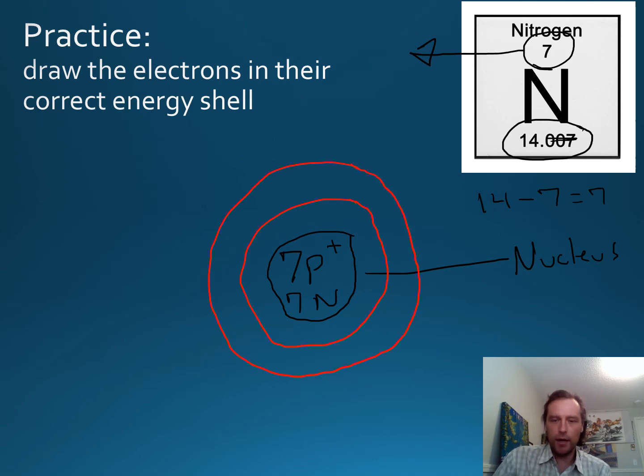Okay, now we'll add some electrons. First energy level can carry 1, 2. It's now full. Now let's start adding them to the next. So how many electrons are we going to add? If there's 7 protons, we're going to add 7 electrons.